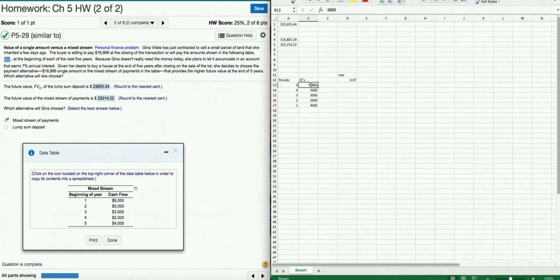So 6,000 is the first payment, and it's going to accrue interest for 5 years. 5,000 is the second payment. It's going to accrue interest for 4 years. 3,000 for 3 years, and so on.